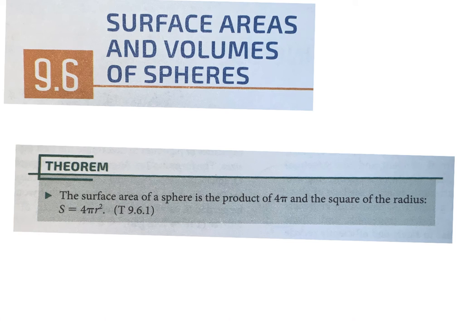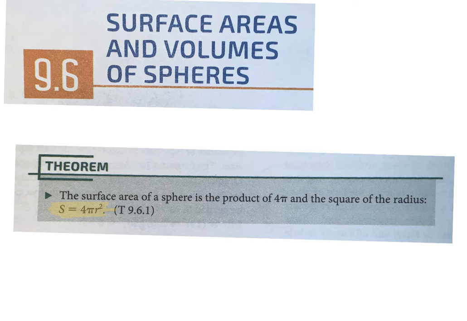So the first thing we see here is the surface area of a sphere. Surface area of a sphere is 4 pi r squared. Now, this means that if you're given the diameter, you need to cut it in half because you cannot use the diameter here. You have to use the radius.